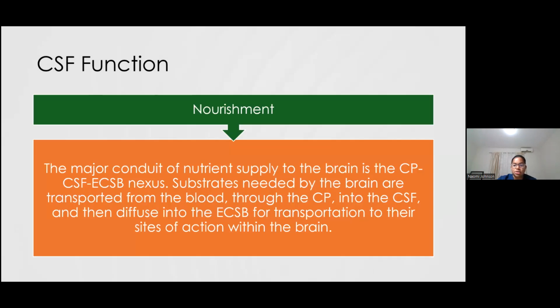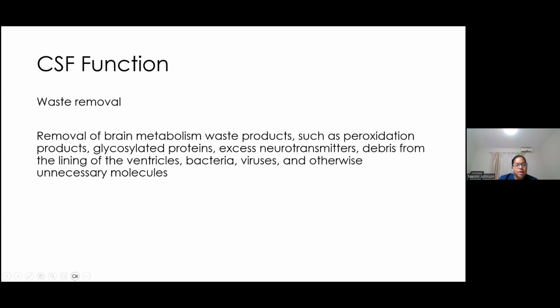Another function is nourishment. The main conduit of nutrition supply of the brain is the ECSB nexus. And so the substrates that are needed are transported through the CSF and diffuse into the ECSB for transportation to their sites of action within the brain. And the final function is waste removal: the removal of brain metabolism waste products such as peroxidation products, glycosylated proteins, excessive neurotransmitters, debris from the lining of the ventricles, bacteria and viruses, and otherwise unnecessary molecules.